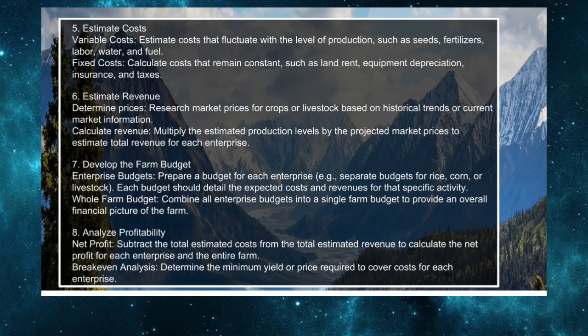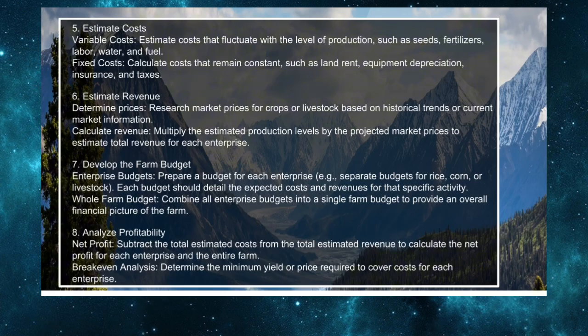Farm planning step 7. Develop the farm budget. Explains how the farm budget is developed. First, enterprise budgets are prepared for each individual crop or livestock activity. These budgets list all expected costs and revenues for that specific enterprise.